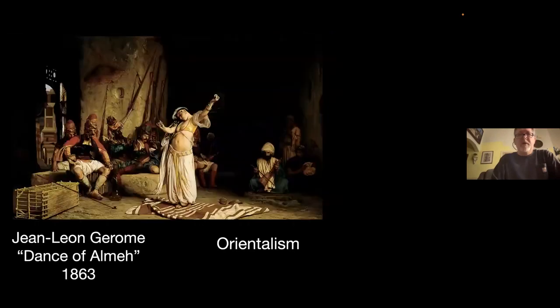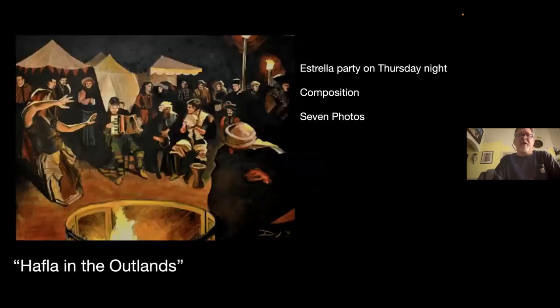So not every painting that inspired me is period. This is a painting by Jean-Léon Gérôme called The Dance of the Almeh, and it comes from 1863. In the mid to late 1800s, there was a movement in painting called Orientalism. In their paintings, they would depict Northern African or Middle Eastern subjects and ideas. And Renoir did some Orientalism. It was a very popular thing that came about around that time. And I did a painting that was inspired by this piece called Hofflin and the Outlands.